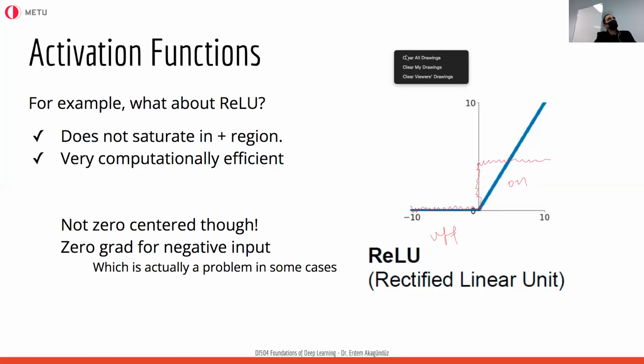Good. So we know what it is now. And in the positive region, it does not saturate. That's why we have the gradients there. And more importantly, it's very, very computationally efficient. The gradient and the forward function do not need any real computations. They are just if statements. If negative, zero. If positive, pass. And the gradient is zero for negative, and one for positive.